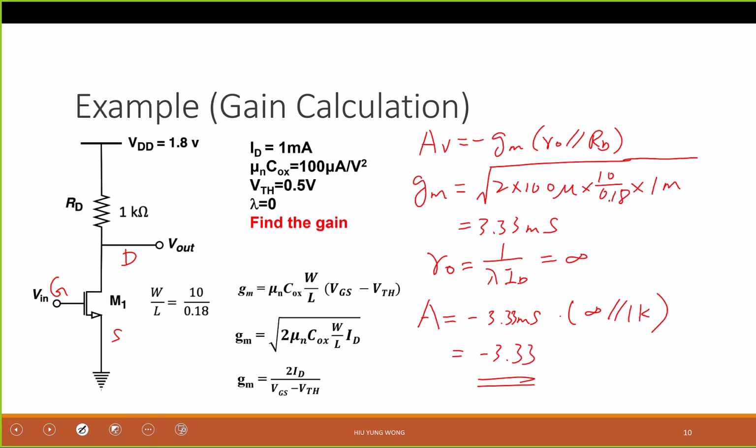And what is the unit of the gain? Unitless. So I think I'm correct, right? Because siemens and ohm will cancel each other. So here I better just not write a unit, because I did not write the ohm.